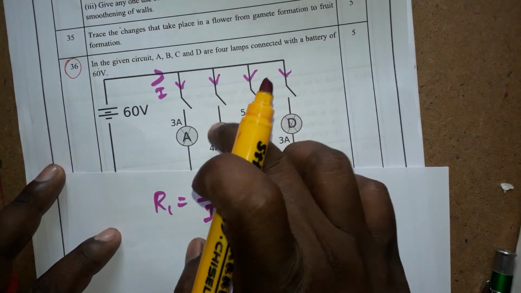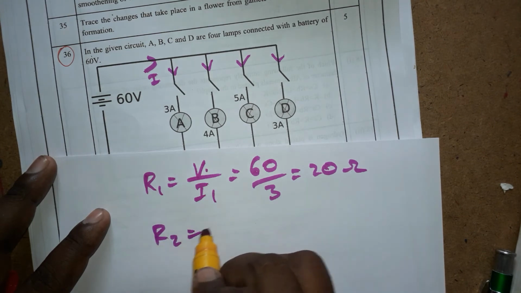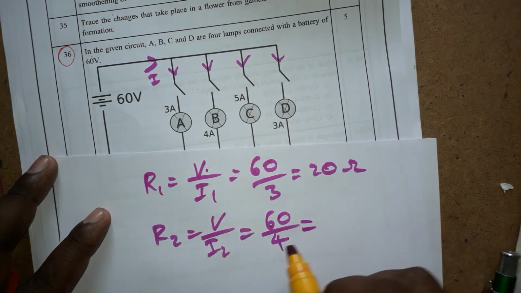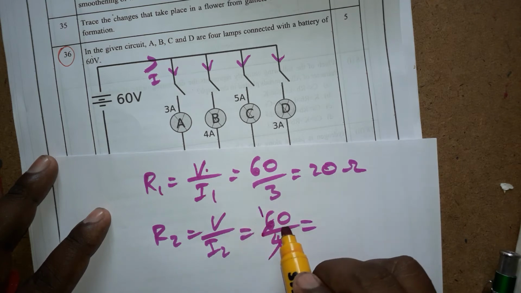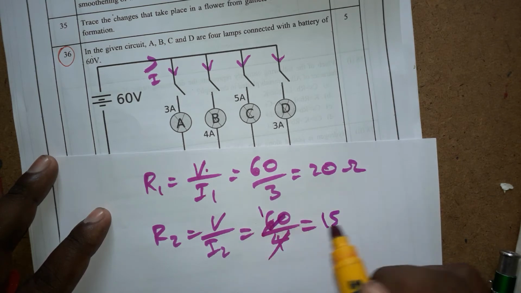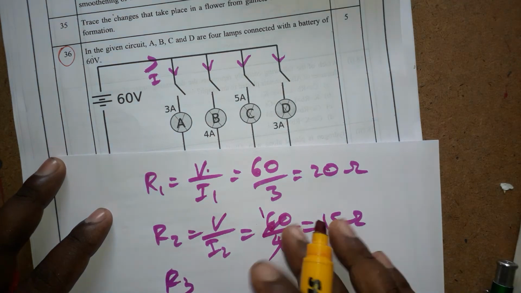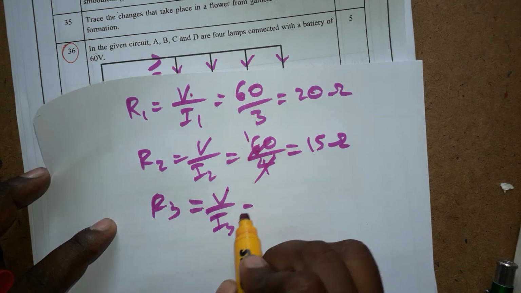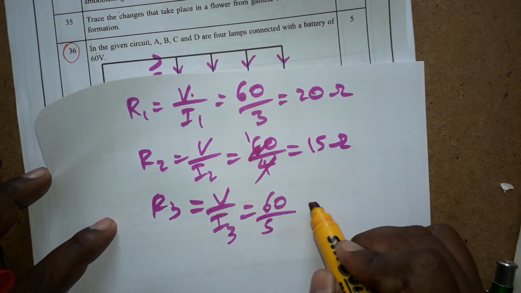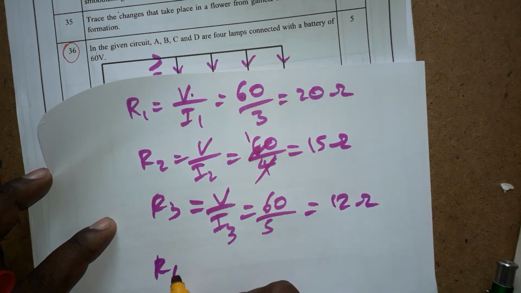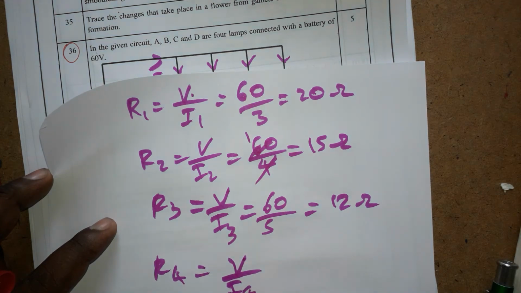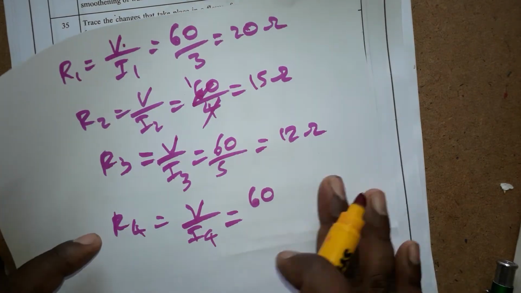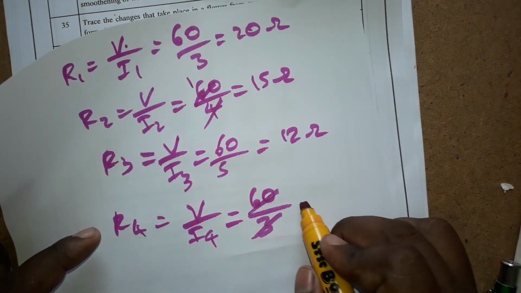R2, the next calculation. R2 is equal to V divided by I2, that is 60 divided by 4, which is 15 ohms. R3: V divided by I3, 60 divided by 5, so we get 12 ohms. Again R4: V divided by I4. V is 60, I4 is 3 ampere, so V divided by 3 gives 20 ohms.